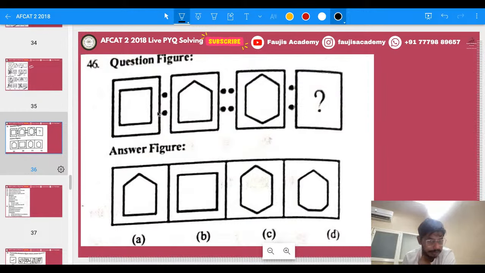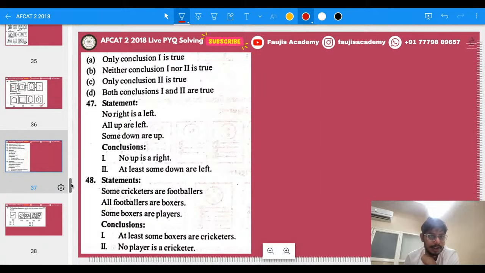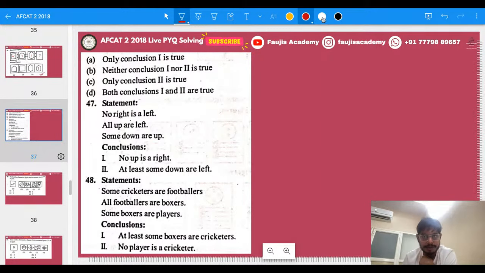This is an easy one. Square is to pentagon, hexagon is to heptagon, right? Easy. Now let's do this one. Syllogism. Let's do the syllogism one.